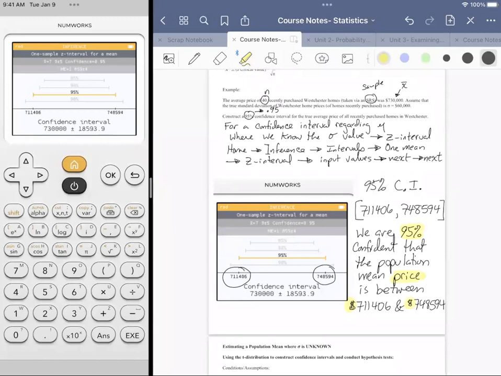All right. So it could be, we are 99% confident that the population mean weight of buckets of ice cream is between 1 and 2 pounds. You know, it's always going to change based off the context of the problem, but the structure of it will always be the same.